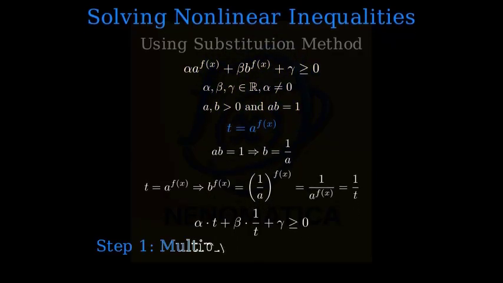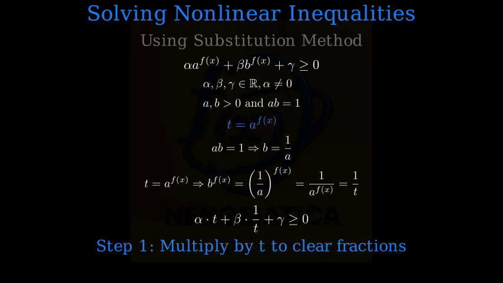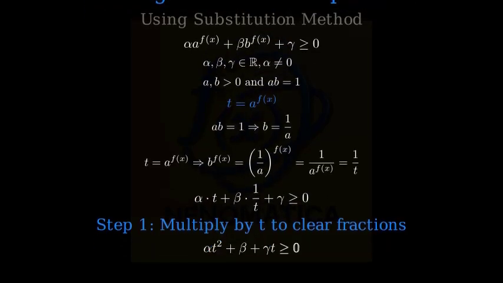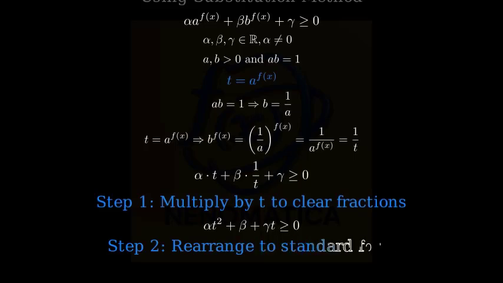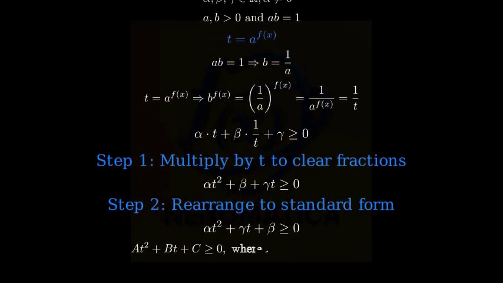First, since t equals a to the f of x, it is positive, so we can multiply both sides by t without changing the direction of the inequality. This gives us alpha times t squared, plus beta plus gamma times t is greater than or equal to 0. Step 2. Let's rearrange to the standard form of a quadratic inequality. We get alpha times t squared, plus gamma times t, plus beta is greater than or equal to 0. This is now in the form a t squared plus b t plus c is greater than or equal to 0, where a equals alpha, b equals gamma, and c equals beta.